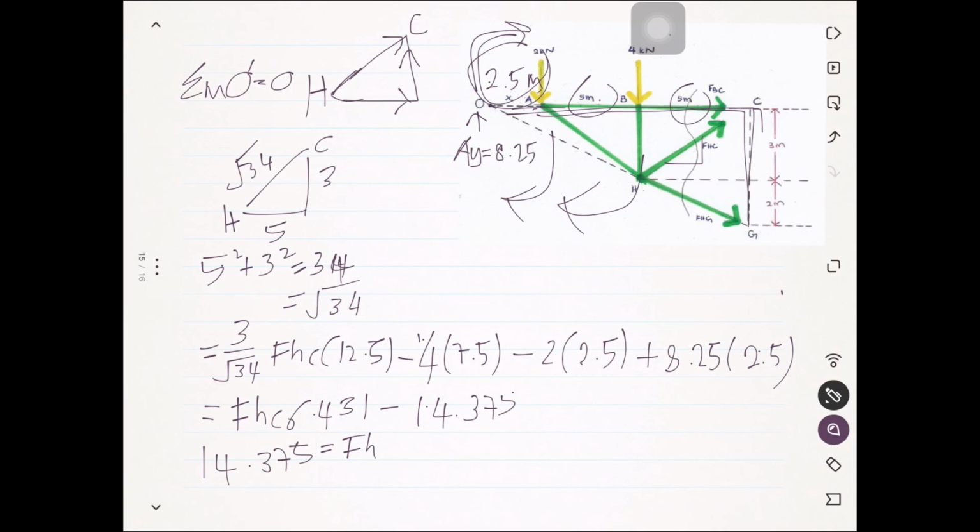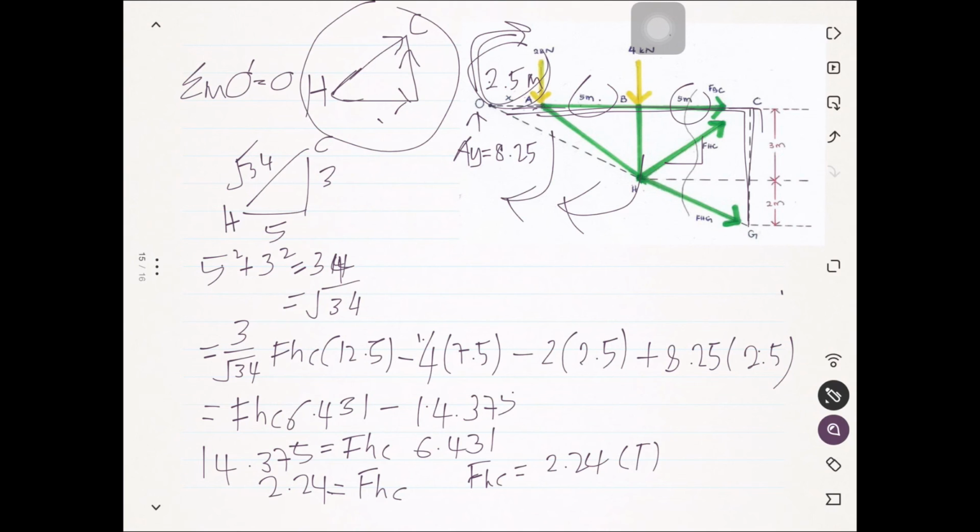Okay, the answer we get for FHC is 2.24 tension, because we get a positive answer, so this is tension, which is what we assumed first. Right? Okay, the answer we get is 2.24 tension.